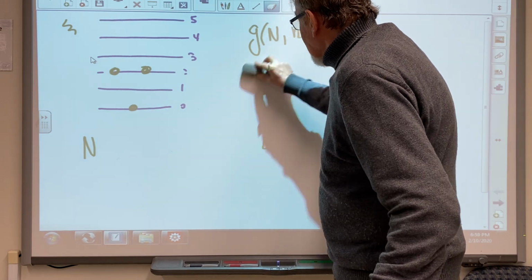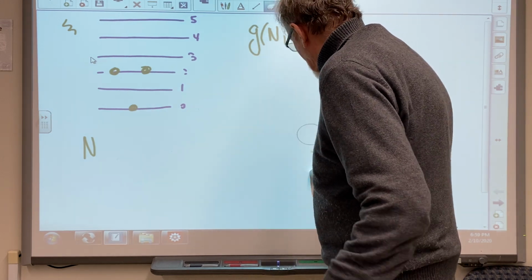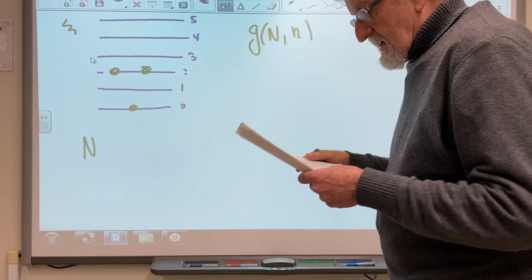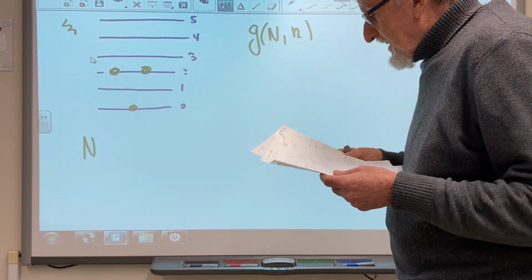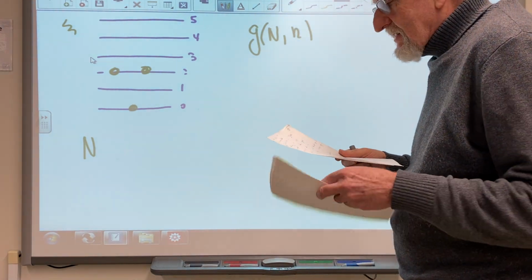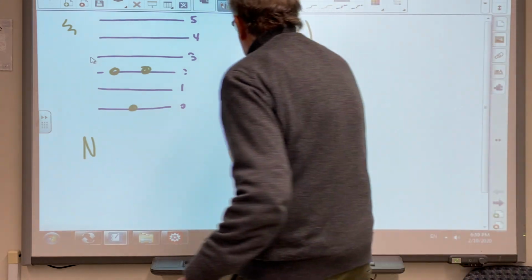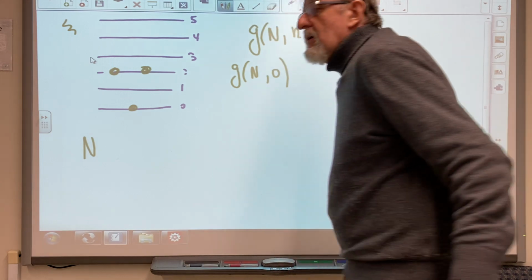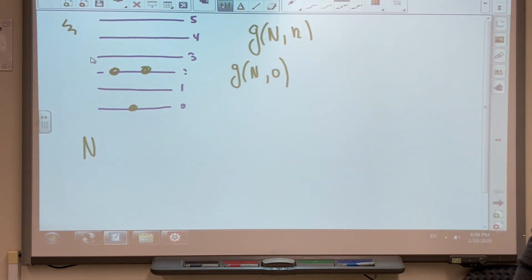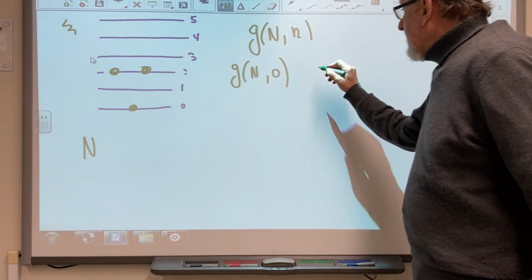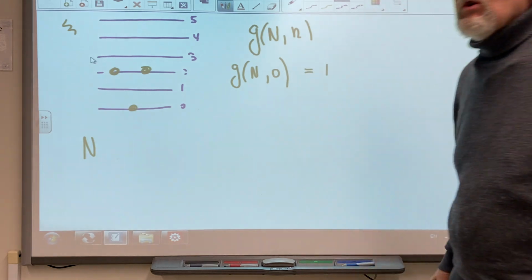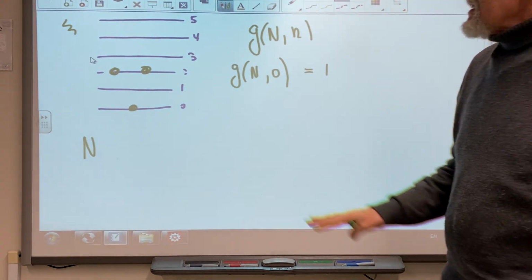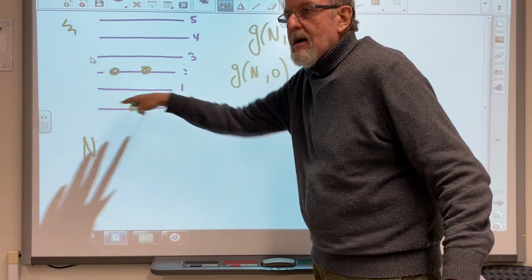So the solution, well, first of all, let me try to do what I did at the end of last time, saying in certain cases you can guess. For example, G of N, 0, the number of states with total energy 0, is only 1. Obviously, because there is only one way of having 0 energy, when all your N particles happen to be in level 0.